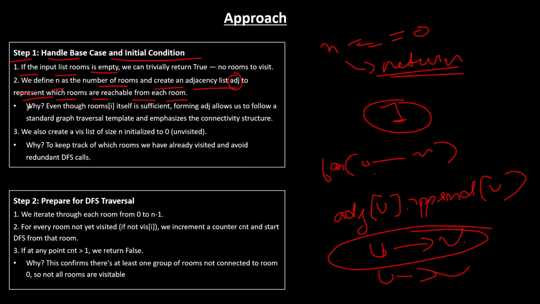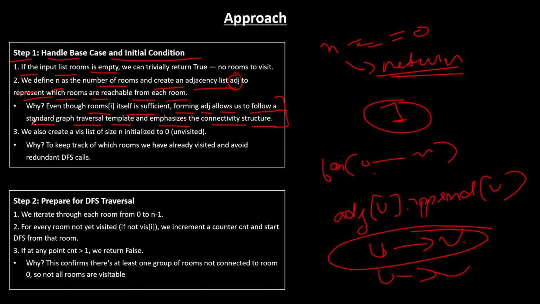That's all. Even though rooms of i itself is sufficient, forming adjacency allows us to follow a standard graph traversal. Now you will be thinking, why are we creating the graph again if it is given to us, right? Because rooms of i itself is sufficient, but forming the adjacency graph allows us to follow a standard graph traversal template and emphasize the connectivity structure. So this makes the question much clearer and easier to understand, the problem which we're trying to solve.